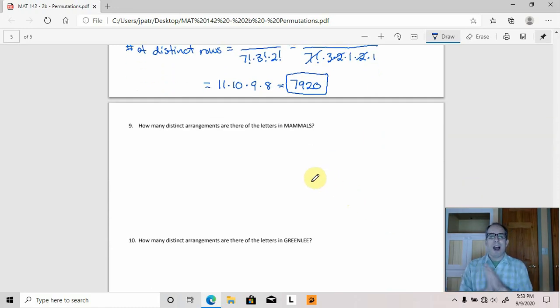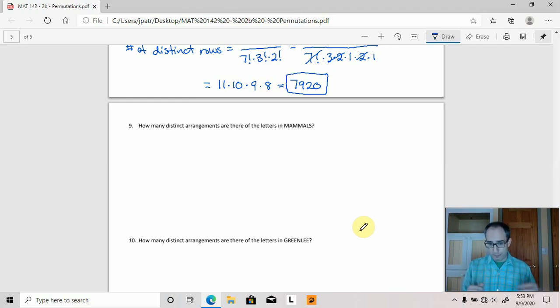All right. Number 9. How many distinct arrangements are there of the letters in mammals? And you can see these, like this one, and then number 10, and then number 11 when we get there. They're arranging letters. That's what most of the problems that have indistinguishable elements look like in the homework. So I'm trying to emulate that.